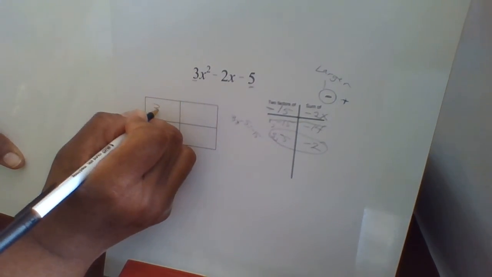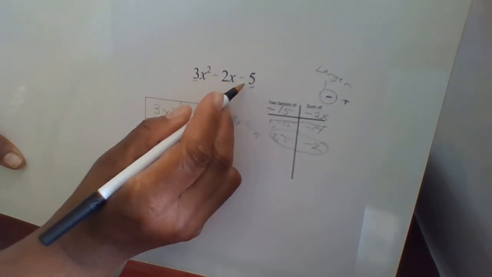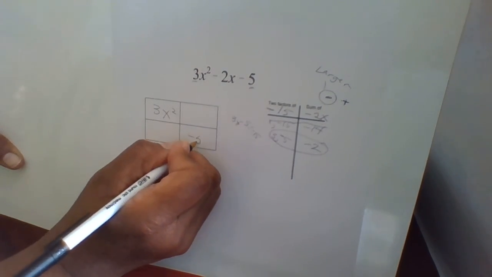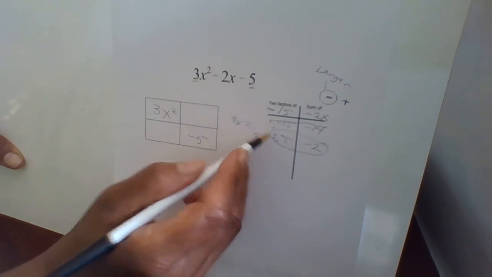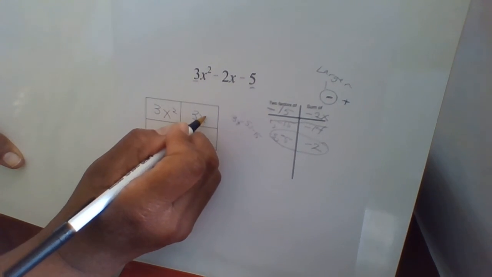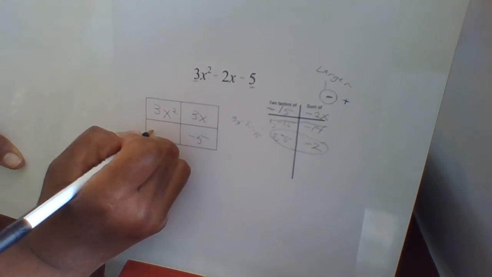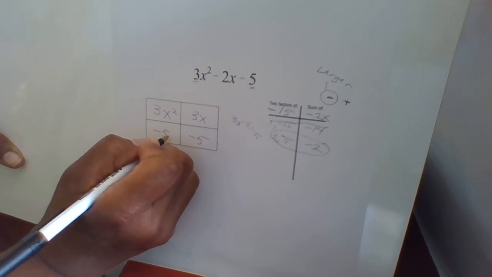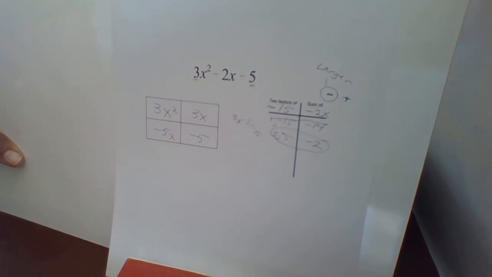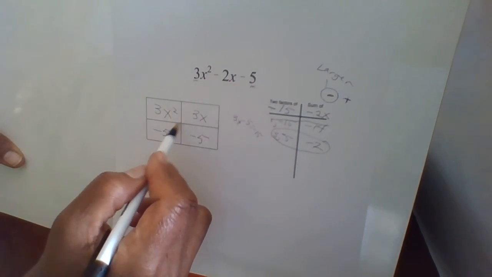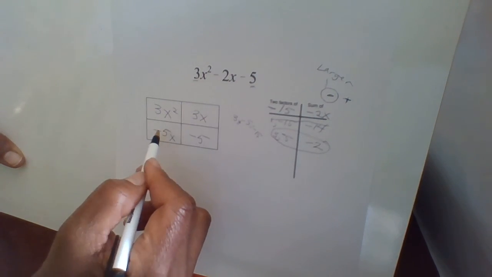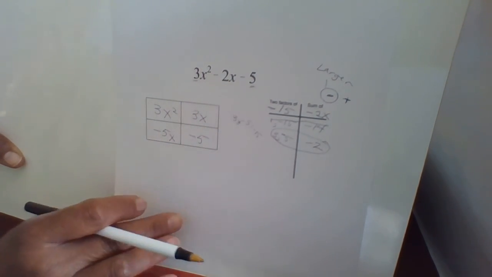3x squared goes in the first box. Negative 5 goes in the bottom right box. 3x in the top right box. And negative 5x in the bottom left. Notice that the diagonals, when you combine those like terms, you'll get the negative 2x.